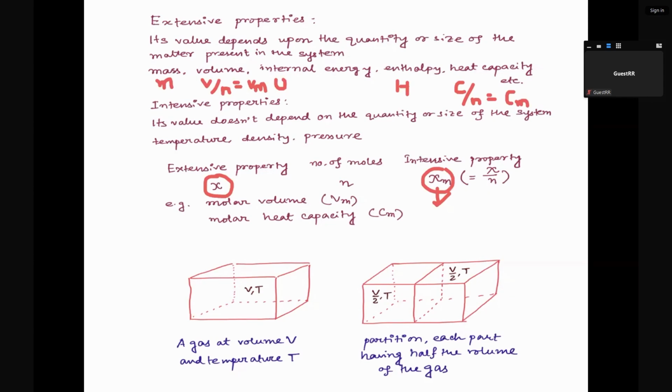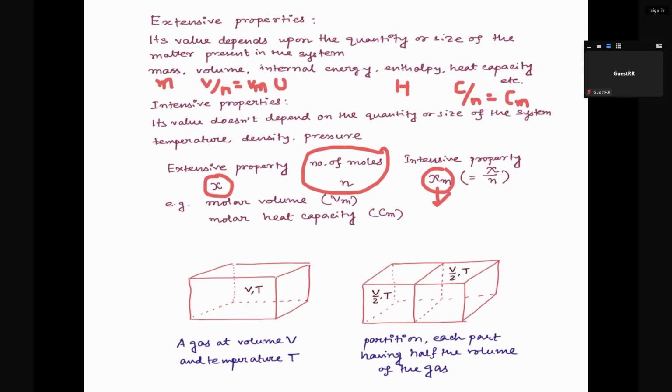The reason is quite simple, because the thing that is differentiating between extensive property and the intensive property is nothing but this number of moles, that is the amount, or the size of the system. Now, if we divide this extensive property by number of moles, that is n, we form a new property which will not depend upon the number of moles. That's why chi m, which is chi divided by n, will be a new property which will be intensive.